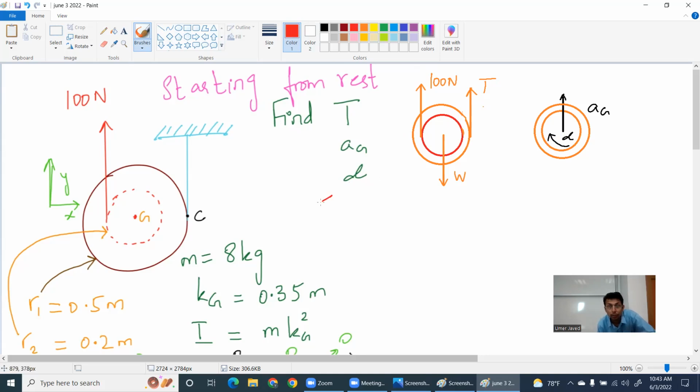Okay, so let me do it. Summation of moment about the center of mass G is equal to I G alpha. Now quickly answer this question. Is this a pure rotation problem, pure translation problem, or general plane motion? General plane motion, right? If I had told you that the center is fixed, it's just rotating, then it would have been a pure rotation problem. Nice comment. And now just finish the question.